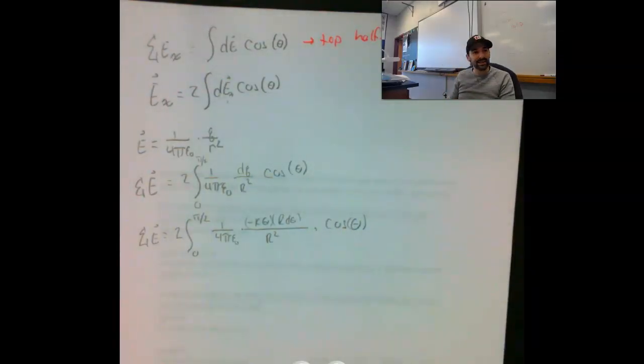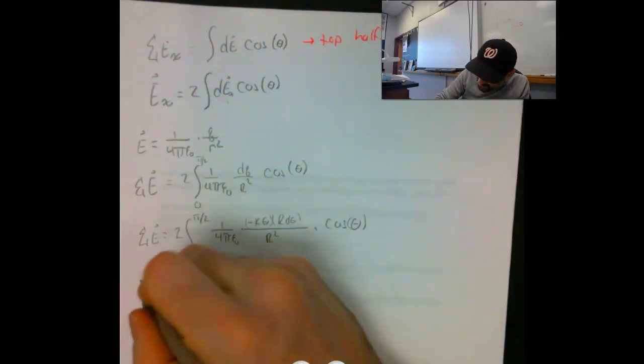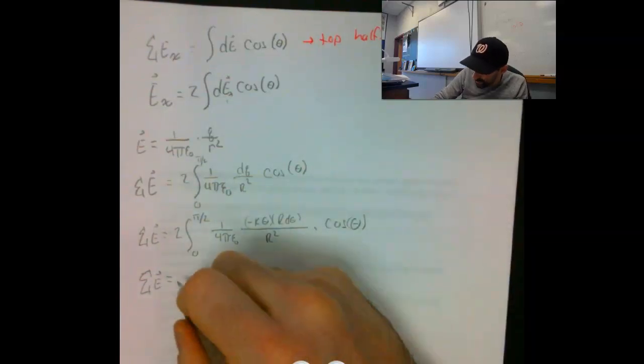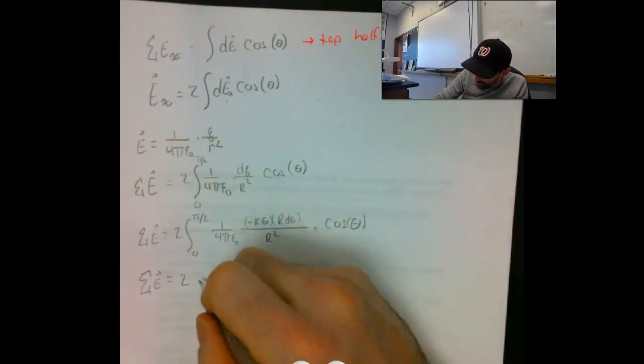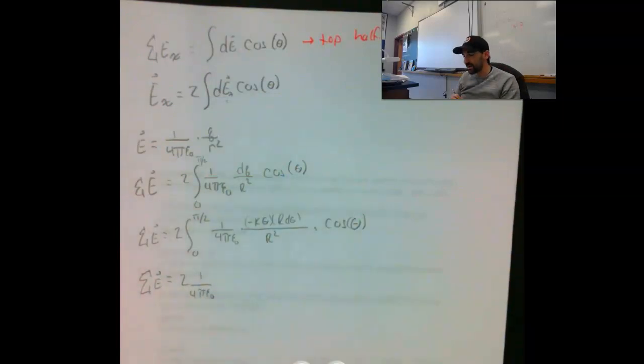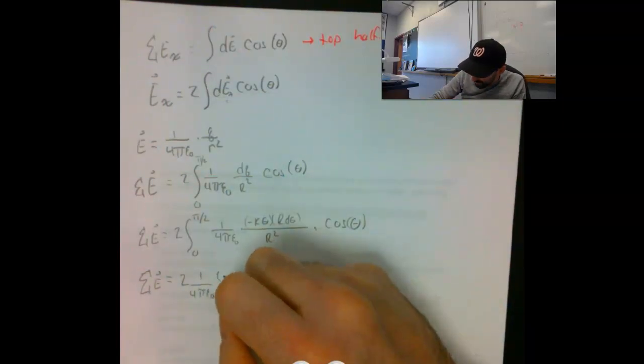And now we can see I've got a bunch of constants. I've got a d theta and d theta, so now I'm integrating about the same thing. That's always helpful. To make this a little easier now, let's start pulling out all our constants. My electric field is equal to, keeping that 2, I'm going to pull out the 1 over 4 pi epsilon 0. I'm going to pull out my negative k.